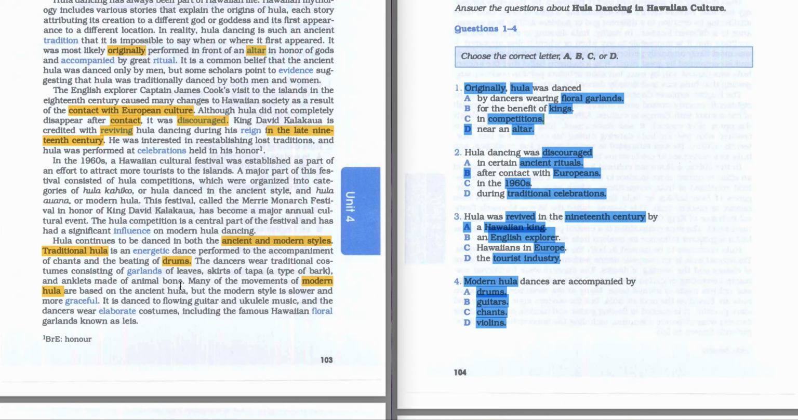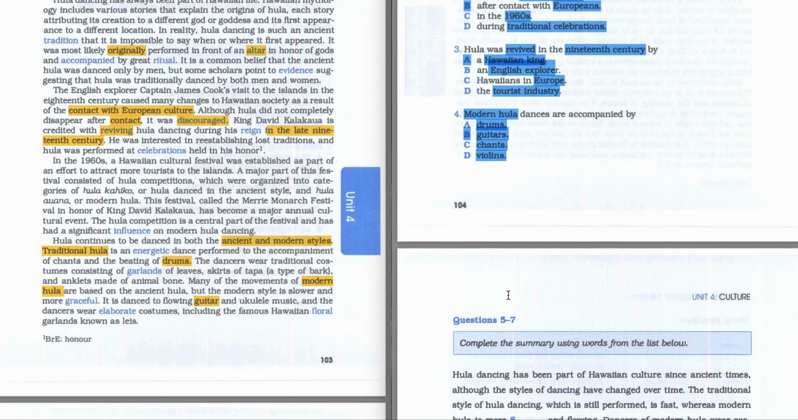Modern hula. Let's read this sentence very carefully. Many of the movements of modern hula are based on the ancient hula, but the modern style is slower and more graceful. It is danced to flowing guitar and ukulele music, and the dancers wear elaborate costumes, including the famous Hawaiian floral garlands known as lei. So they were saying that it's accompanied by guitar. So our answer to question 4 is going to be B, guitars.